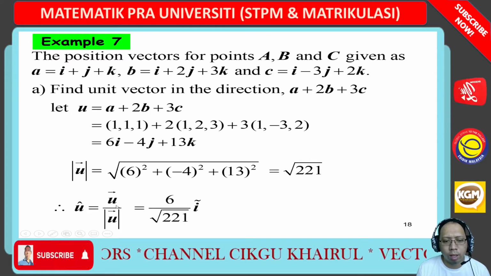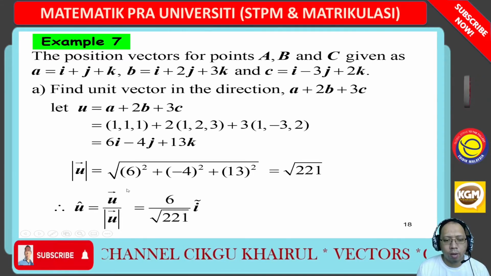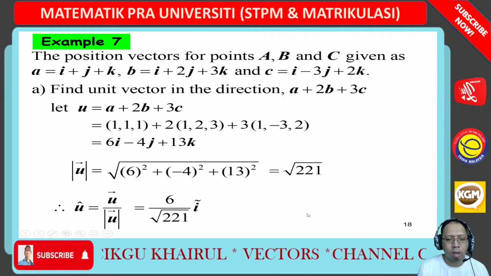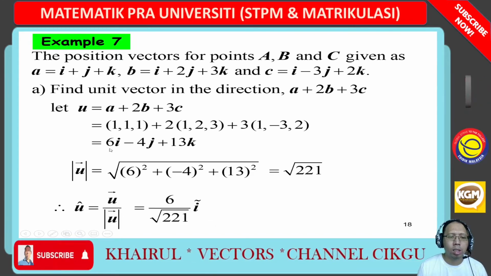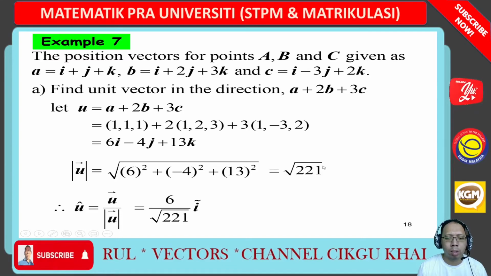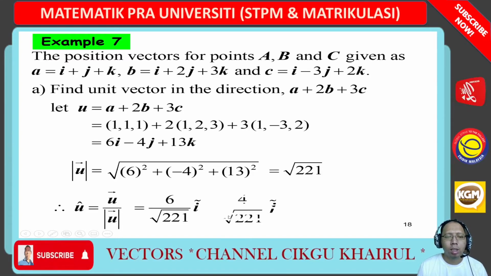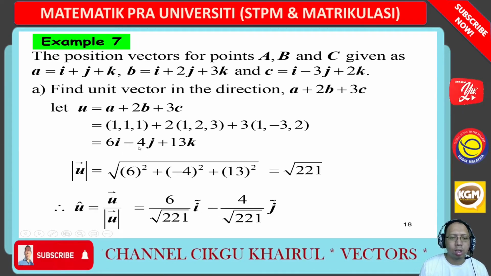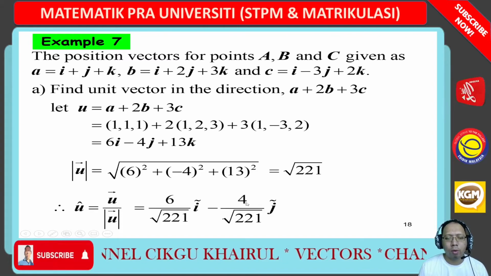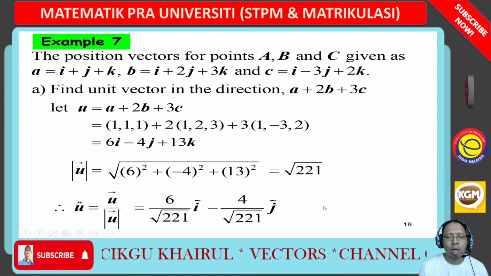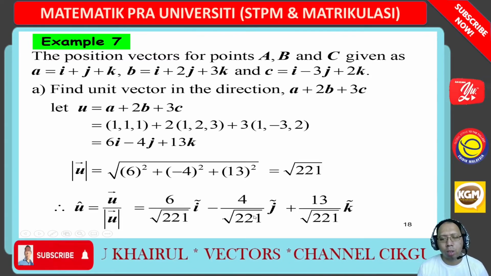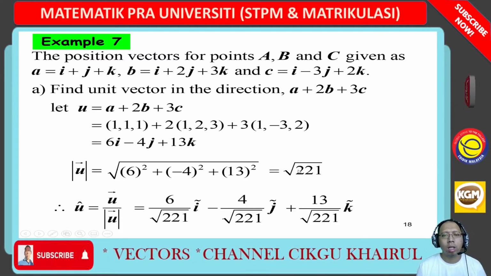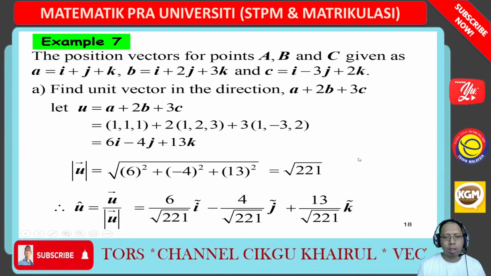Therefore, the unit vector is the vector divided by its magnitude. According to the i, j, and k components: for i, the coefficient 6 divided by the magnitude square root of 221. Second, negative 4 divided by square root of 221 for j, since this one is negative, plus 13 divided by square root of 221 for k. So this is the unit vector in the direction A plus 2B plus 3C.